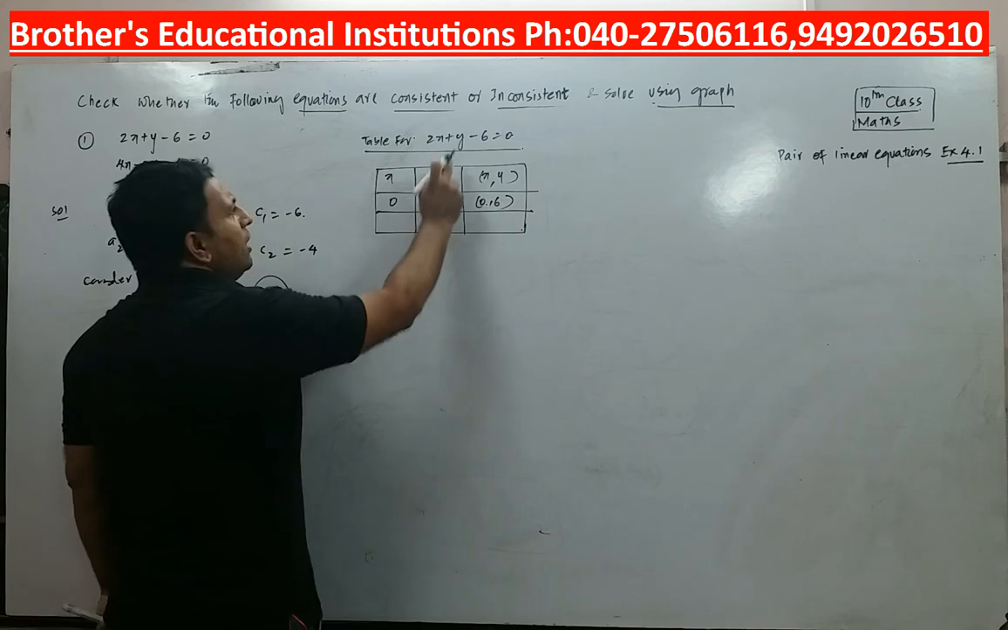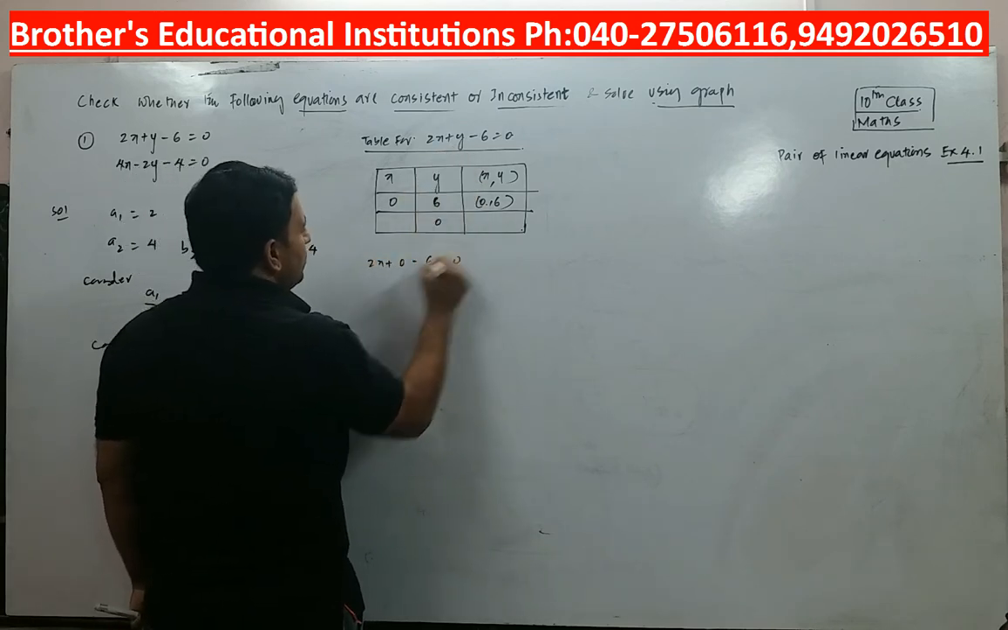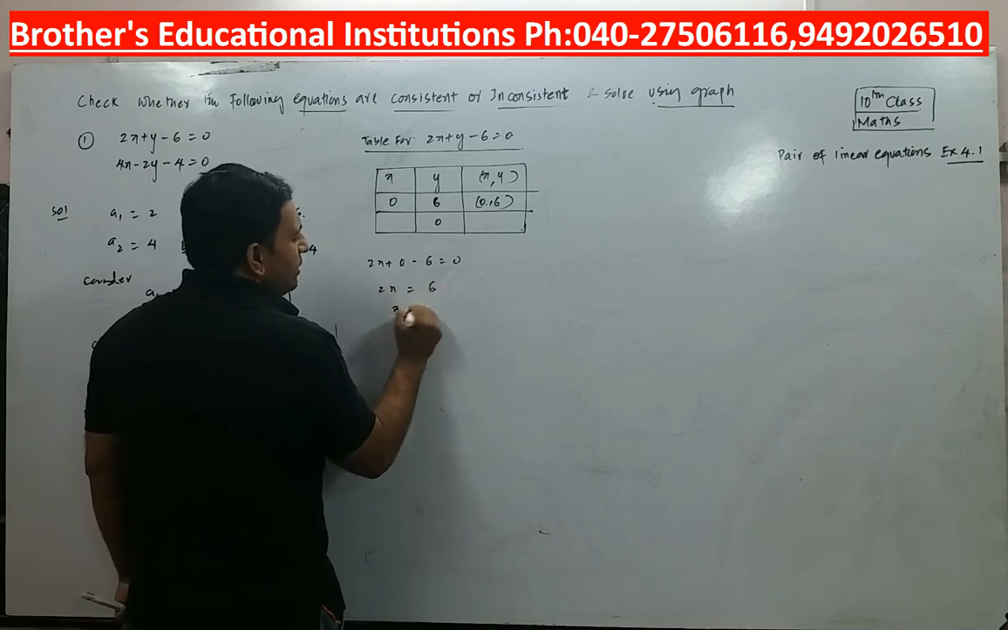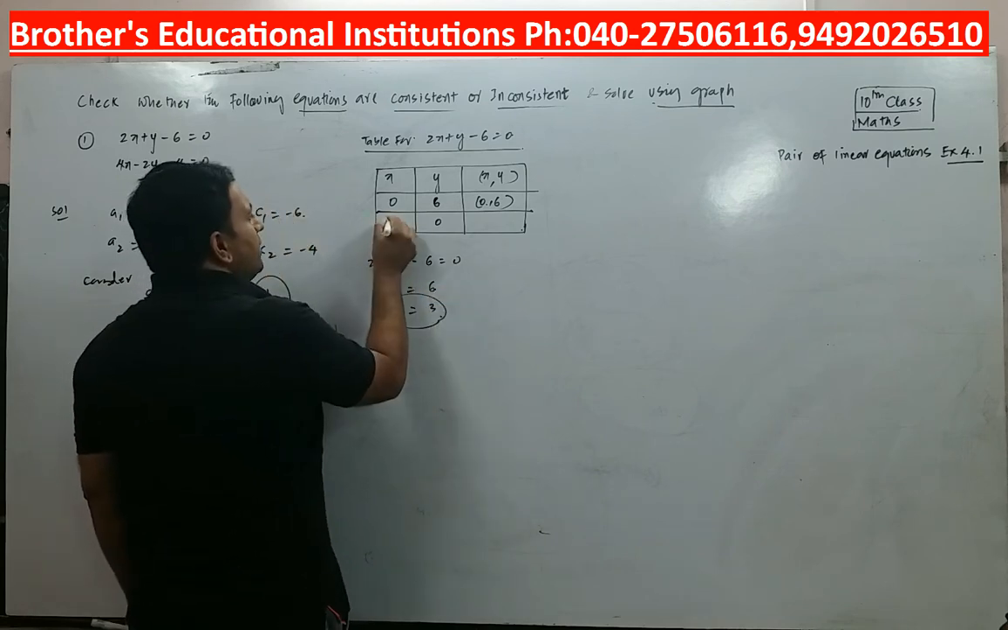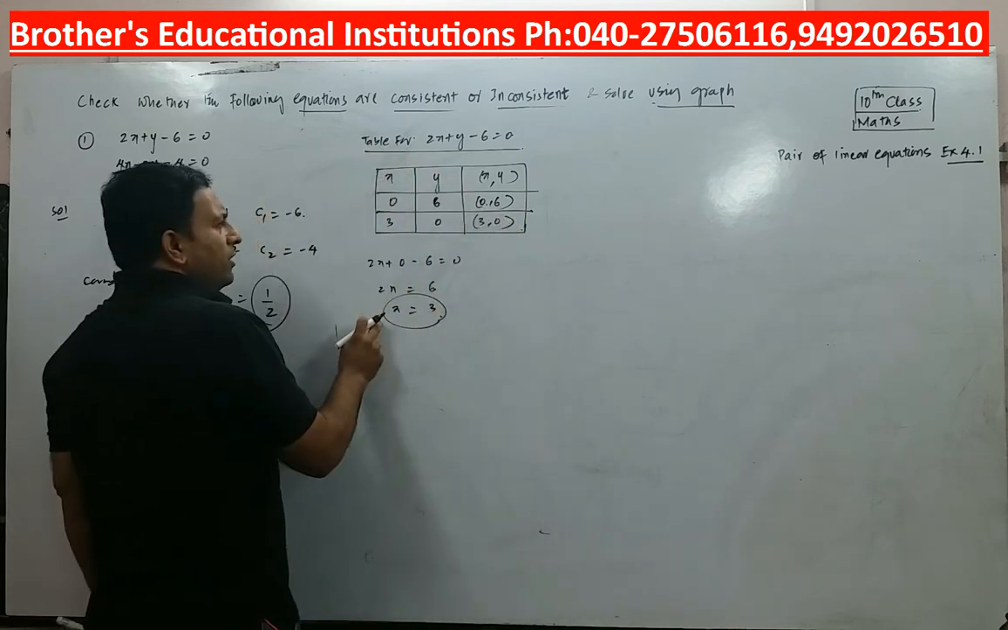Like that, if I put y is equal to 0, what will happen? 2x plus 0 minus 6 is equal to 0. 2x is equal to 6. What is x equal to? 3. Alright. So x is equal to 3, and I get the ordered pair 3 comma 0. So I have found the table for this.